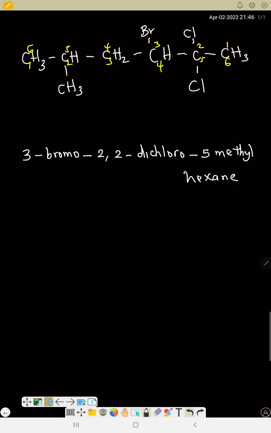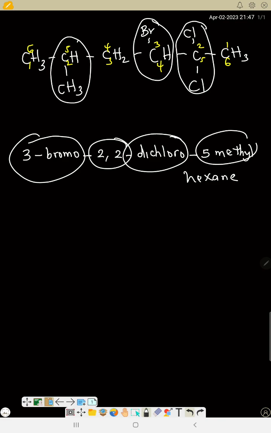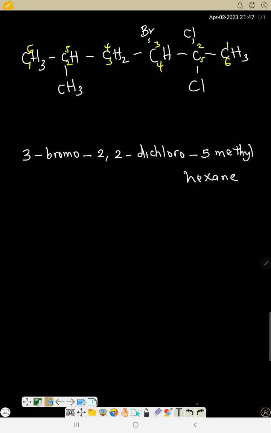So that is the name of this one. So hexane, because the longest carbon chain is 6, the bromine is on 3, that is 3-bromo. The 2 chlorines are on 2 carbon, that is 2,2-dichloro, because we have 2 of it. Then the methyl is on 5, so 5-methylhexane. So like that.